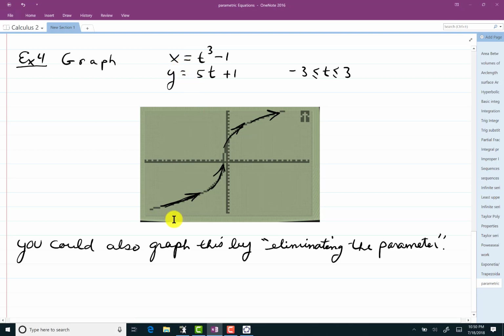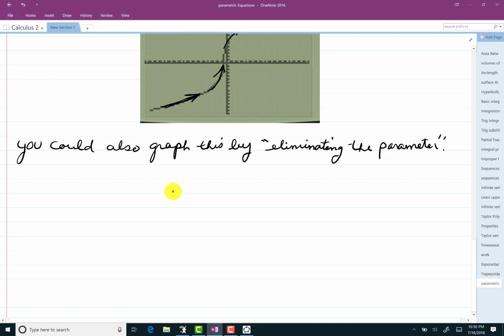Let's do this again, but I'm going to show you how to eliminate the parameter. What you want to do is try to make it graphable where x is a function of y or y is a function of x. Since we're used to y being a function of x, I'm going to solve the first equation for t. So the first equation was x equals t cubed minus 1. I'll add 1 to both sides and get x plus 1 equals t cubed. And then I'll just take the cubed root. So t equals the cubed root of x plus 1.